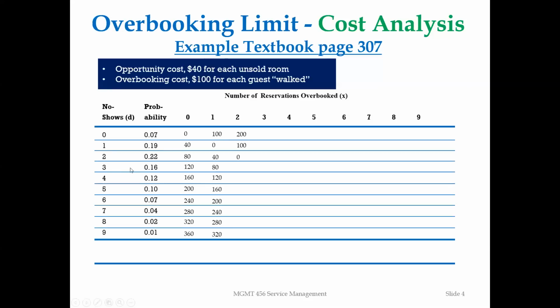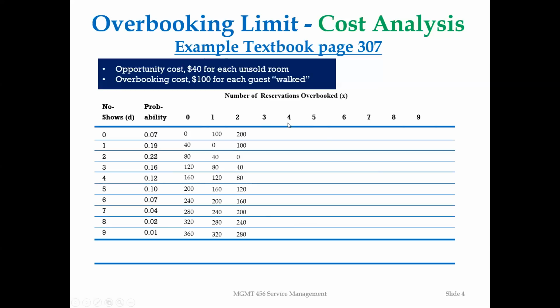If I overbook by 2 and 3 people do not show up, I will end up having 1 empty room, which represents an opportunity cost of $40. If I overbook by 2 and 4 people do not show up, I will end up having 2 empty rooms, which represents an opportunity cost of $80. And you can fill the rest of the column.